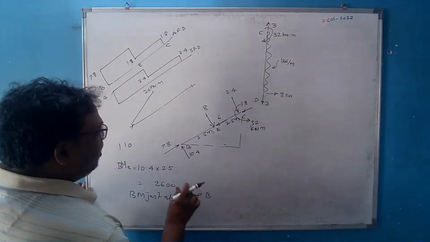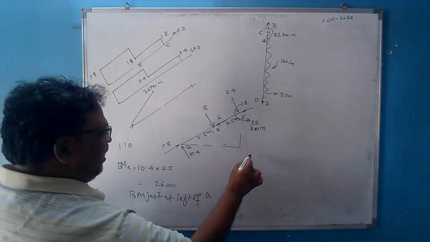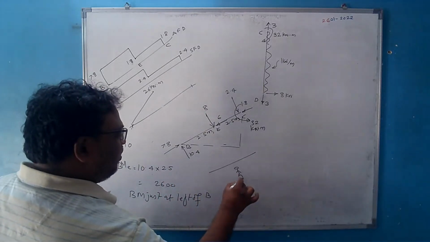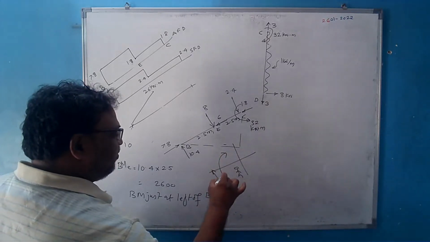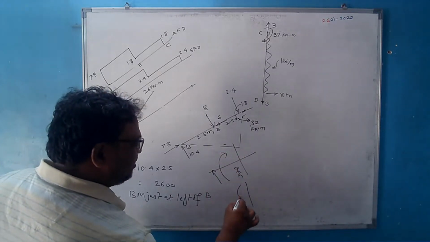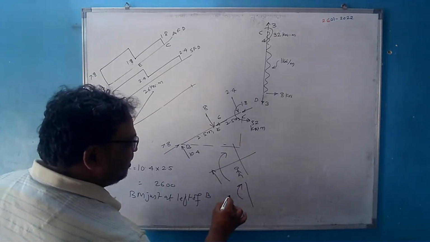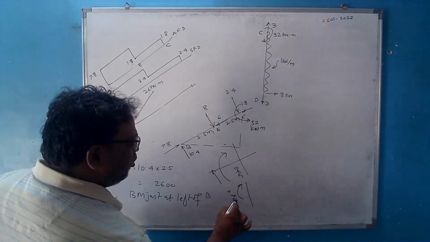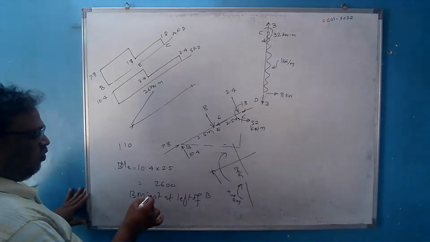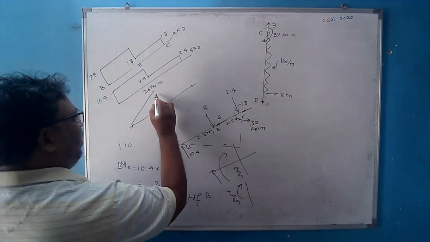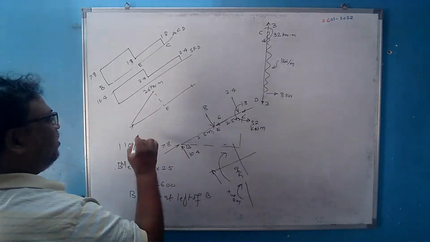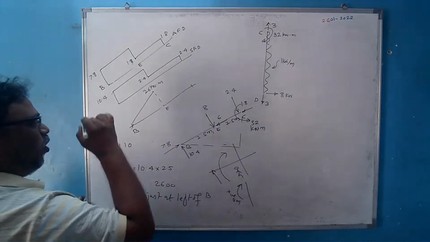Just left of B, this is positive, because see, the observer is here, this is the force acting and we are determining the moment here because of this. If the moment on this side of the section is clockwise, we call that the positive bending moment. So this 10.4 will produce the positive bending moment. This is up to E. This is joint E of the member. This is B, this is the point E.